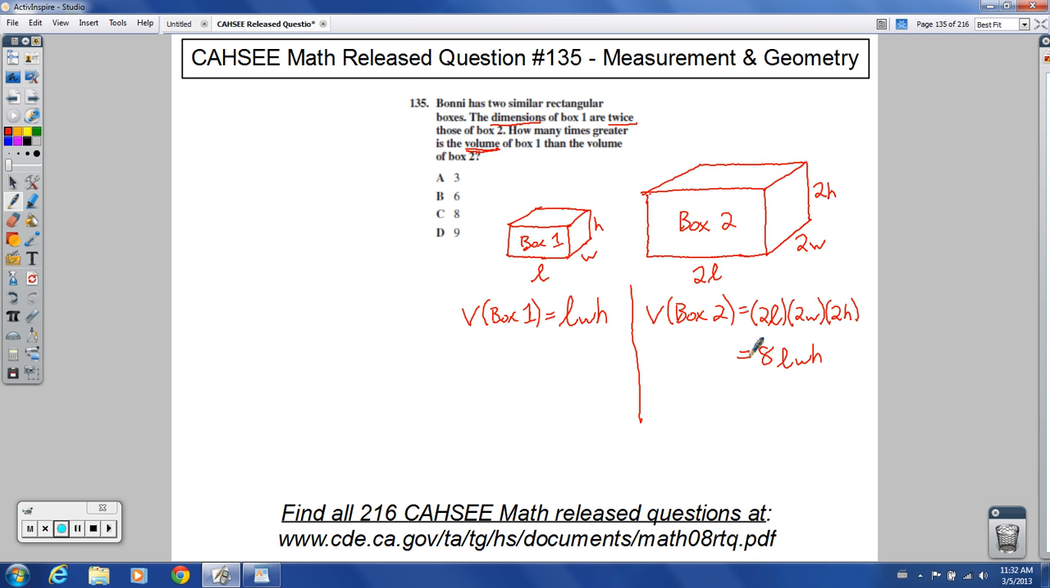What's it look like? How many times bigger is the volume here? If we look at that, this is 8 times larger. It's 8 times length times width times height. Over here it was just 1 times the length times the width times the height. So it's 8 times larger. This right here is choice C. Number 135, choice C.